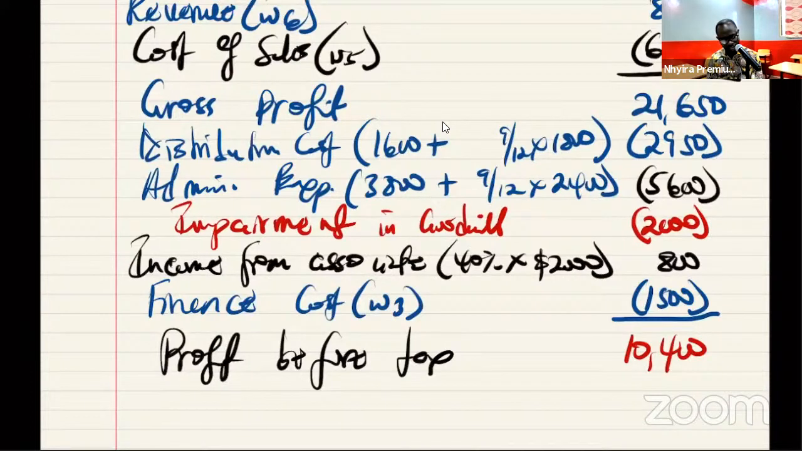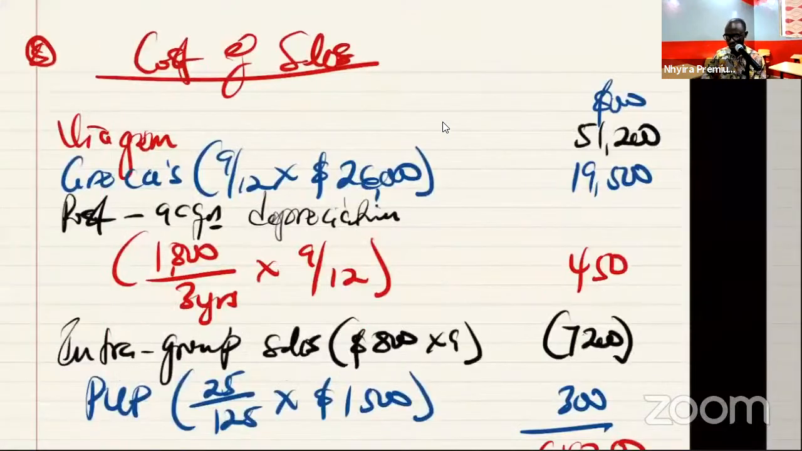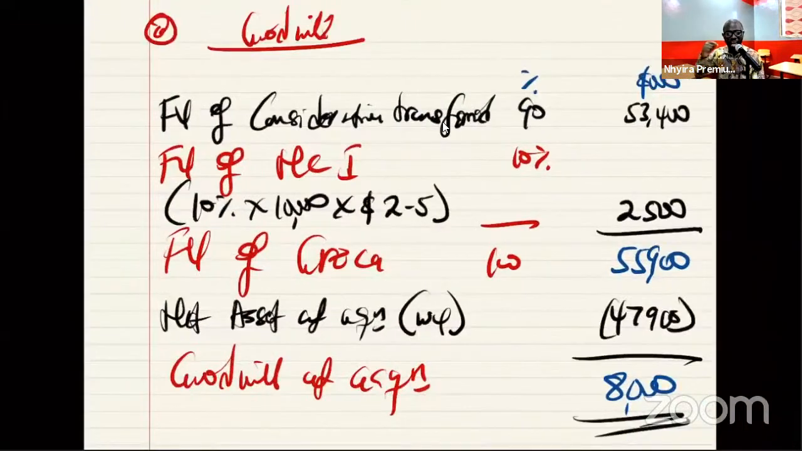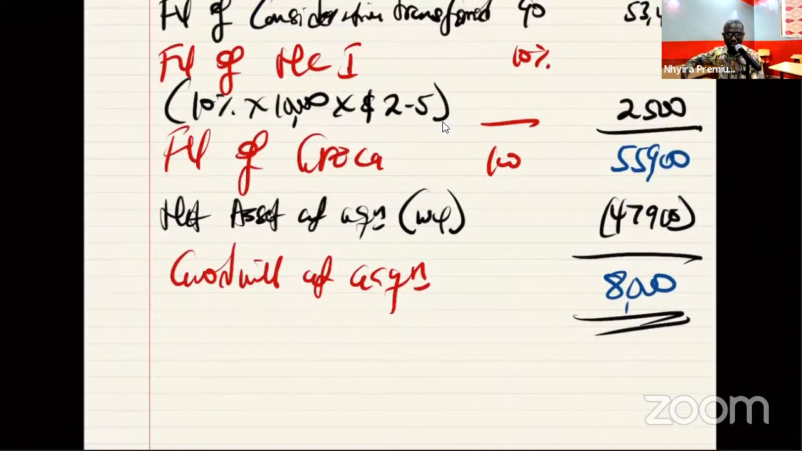Somebody is asking on YouTube, Lamini said, are we not supposed to deduct the impairment on goodwill to get a carrying amount of goodwill in working three? We didn't do any workings for goodwill. You are supposed to calculate goodwill at the date of acquisition. So there is no need to come and deduct the impairment to get a carrying amount of goodwill. The examiner didn't ask you to calculate goodwill at the reporting date. If he has said we should calculate goodwill at the reporting date, then we would have deducted the 2,000 from the 8,000. So we'll get 6,000, and that will be the goodwill at the reporting date. But in the question, the examiner said we should calculate the goodwill at the date of acquisition. So there will be no deduction done here.